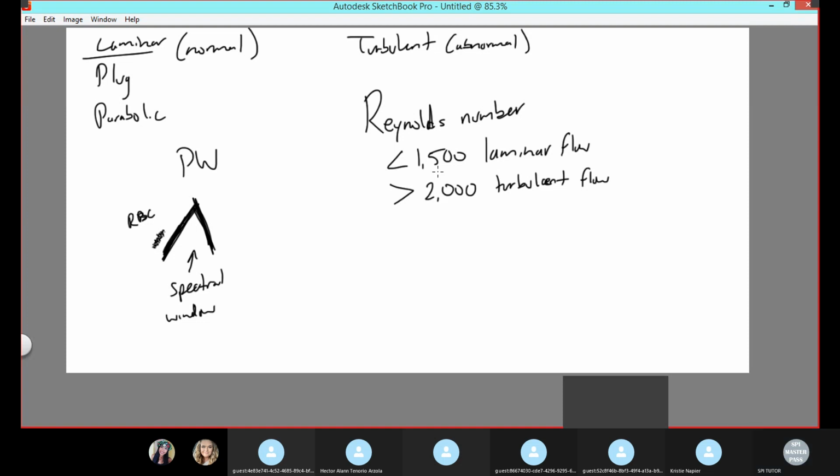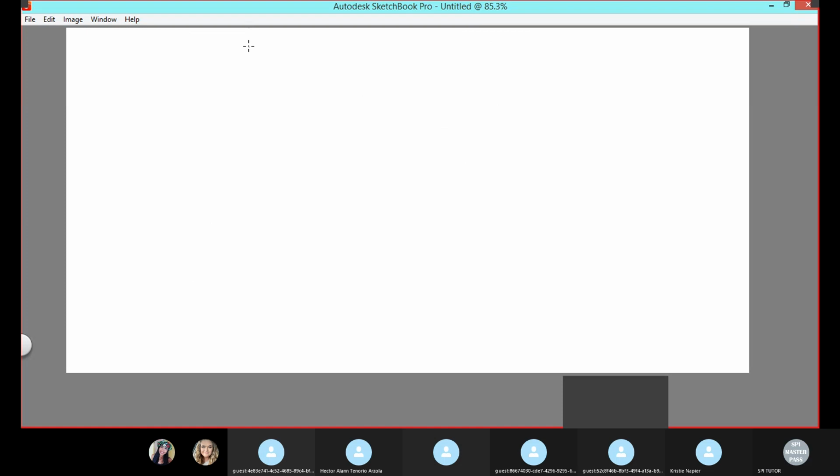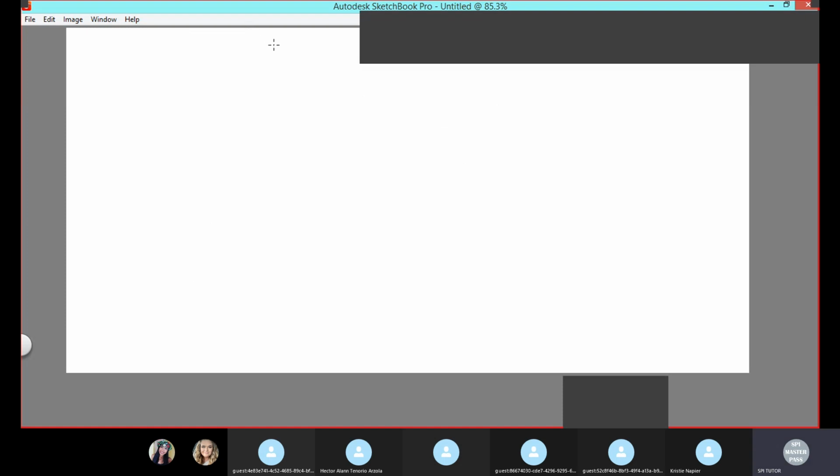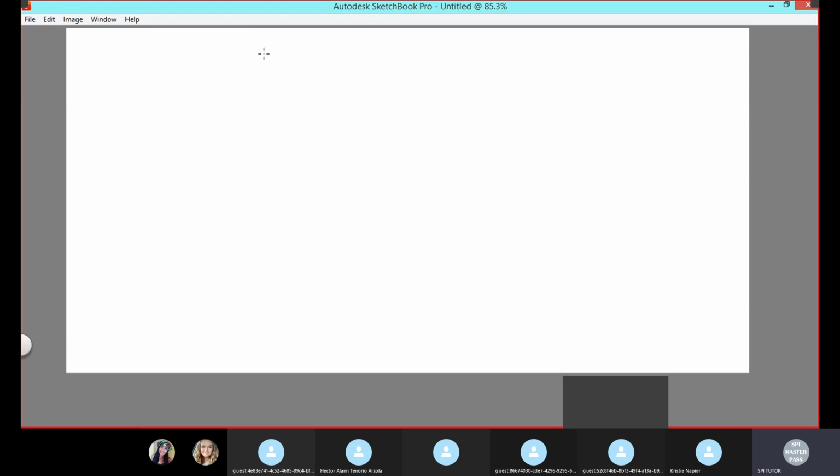Murmurs, bruits, and thrills. Okay, just be aware that those exist, and they're more related with stenosis. So when you have a stenosis, chances are you're going to have a turbulent flow in there, and we're going to get into stenosis in a bit.